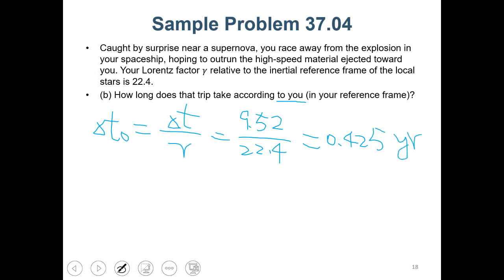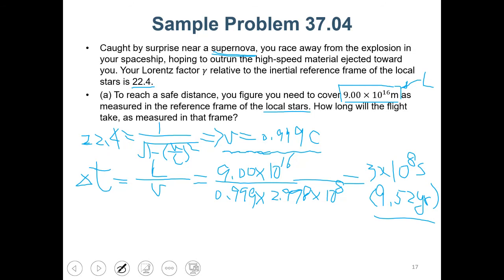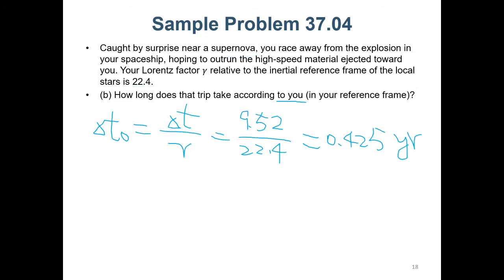So which means that from the planet, you feel that it takes 9.52 years to really go to the safe space. And actually, when you are on the starship, you feel like you only use less than half a year.